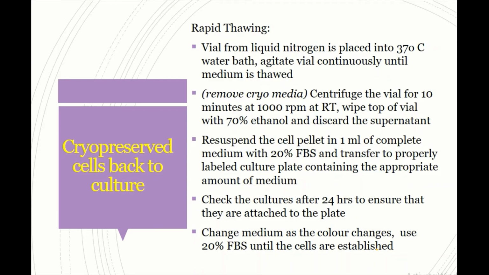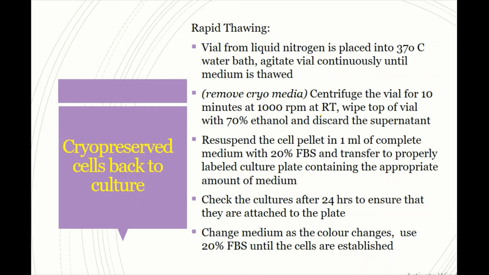Now, how do you return cryopreserved cells back to culture? We just do rapid thawing. So the vial that you have used, you remove it from the liquid nitrogen, place it in a 37 degrees Celsius water bath, and keep agitating the vial continuously until it is thawed. Then in this case, we also have to remove the cryo or the freezing media by centrifuging the vial for 10 minutes at 1000 RPM, room temperature.